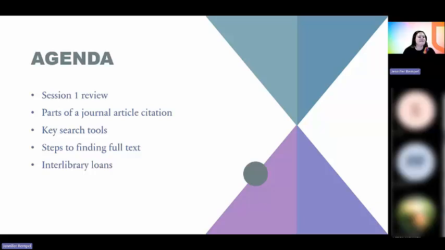We're going to do a bit of a review of the session at first, the first session, just on what the parts of an article and a citation are. We'll look at the key search tools we have on our homepage, which is a bit of a review of last week. But the main thing we'll focus on is finding full text. So we'll go over the steps to finding full text, and we will talk about interlibrary loans. That's an important service that a lot of students are not aware of. So anytime you have questions, you can go ahead and pop those in the chat.